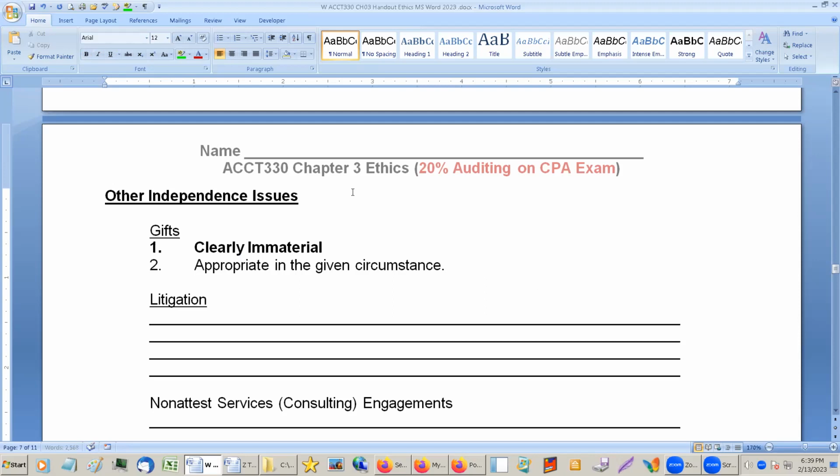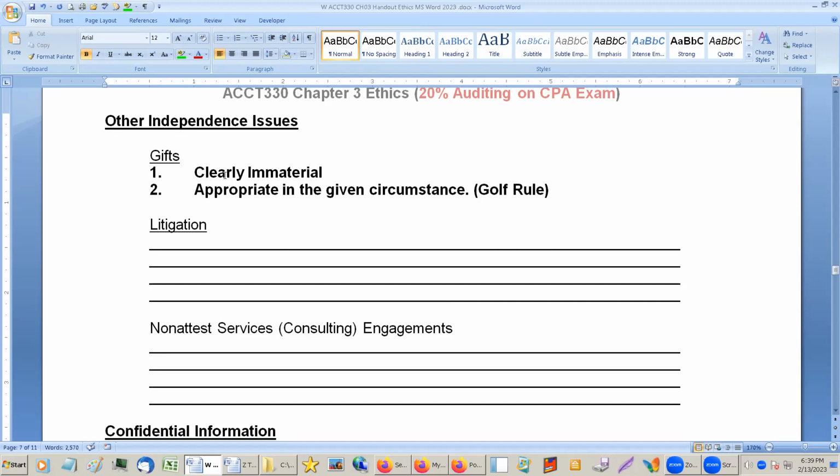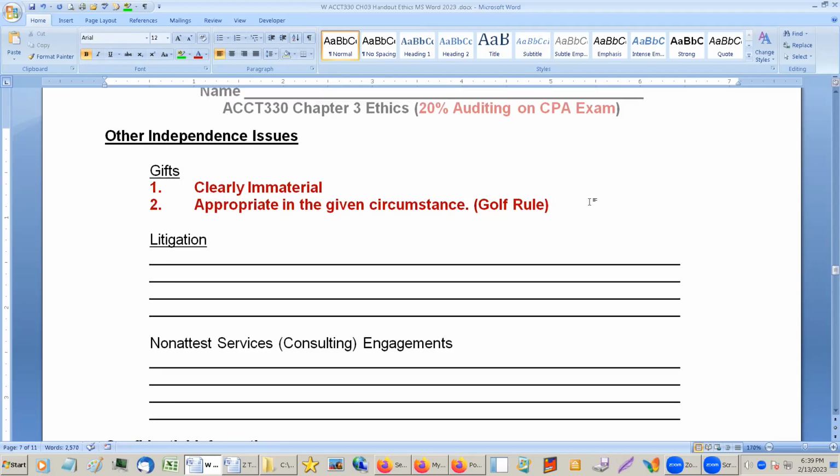This is kind of a US rule, appropriate in the given circumstance. I call this the golf rule. And they generally don't do this internationally. Golfing is kind of a strange, mostly US and some Asian business endeavor. So clearly immaterial. So if they give you something, whatever, for the holidays, some cookies or something, fine. That's not going to sway an audit. You're not going to throw an audit for a box of cookies.